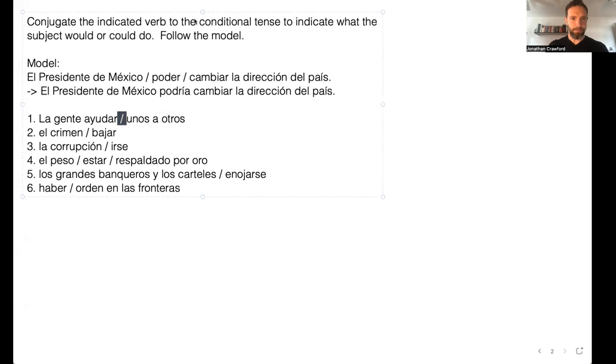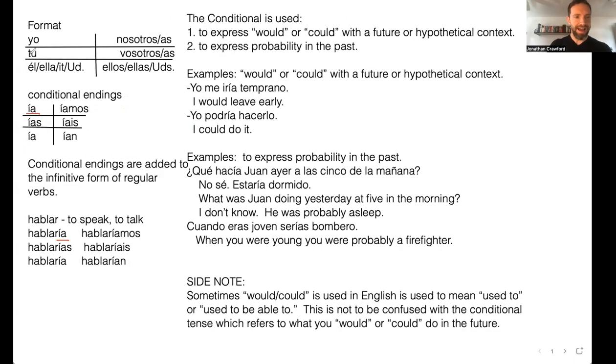What is the subject of this verb? La gente is the subject. Let me change the color of that. Red, right? La gente is doing the verb ayudar. So we go back over to board number 1. La gente, the people, is singular. And so because it is singular, it has to be it, the people. And la gente in Spanish is singular. And so it can only be it.